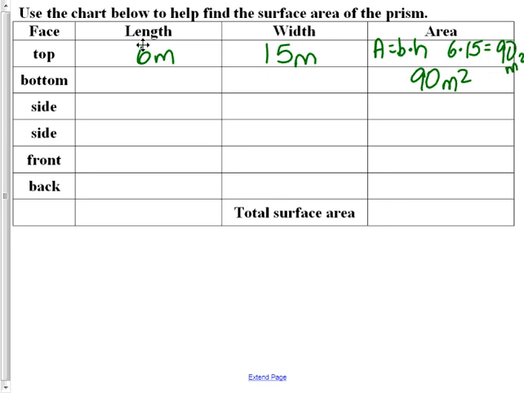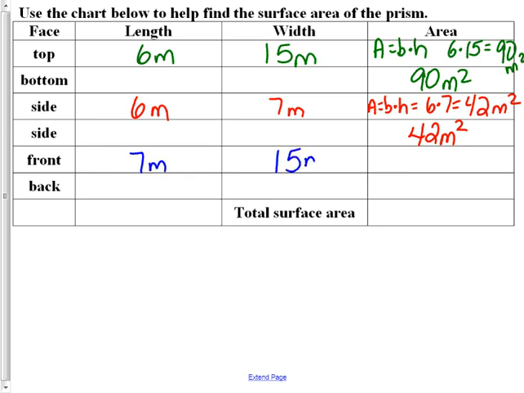When I look at the sides, those were each 6 meters by 7 meters. So I'm going to do, because they're rectangles, area equals base times height. So area equals 6 times 7, which is 42 square meters. And I'm going to put the same thing for the other side because I know that those opposite faces are congruent. And then the front is going to be, I noticed it was 7 meters by 15 meters.